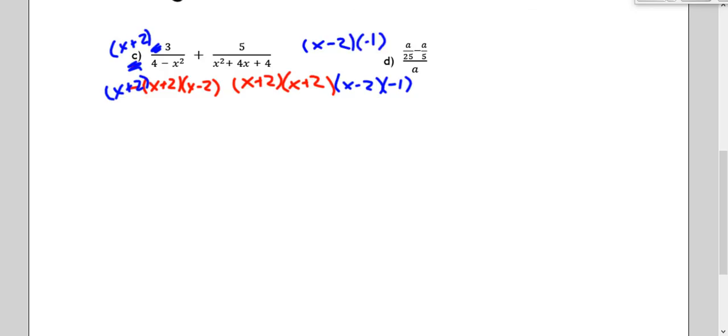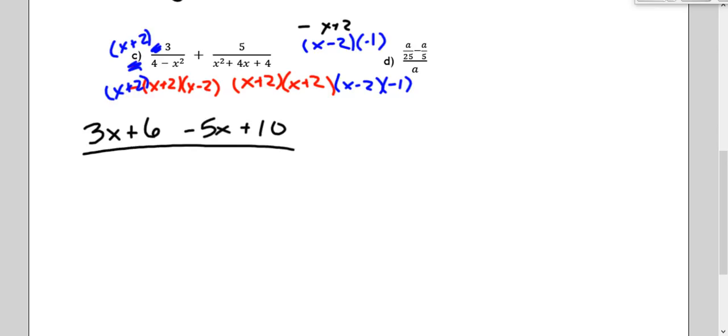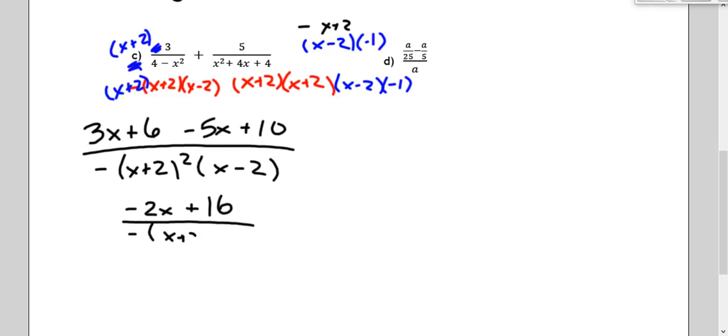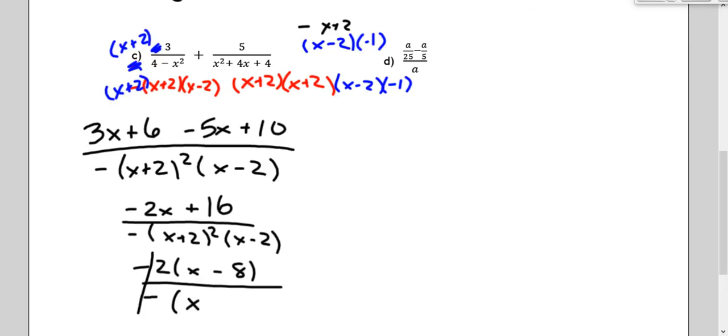So then that becomes 3x plus 6 minus, because this becomes negative x plus 2, minus 5x plus 10, all over negative x plus 2 squared x minus 2. And that gives me negative 2x plus 16 all over negative x plus 2 squared x minus 2. Factor negative 2, x minus 8, all over negative x plus 2 squared x minus 2. And NPVs, x cannot equal plus or minus 2.